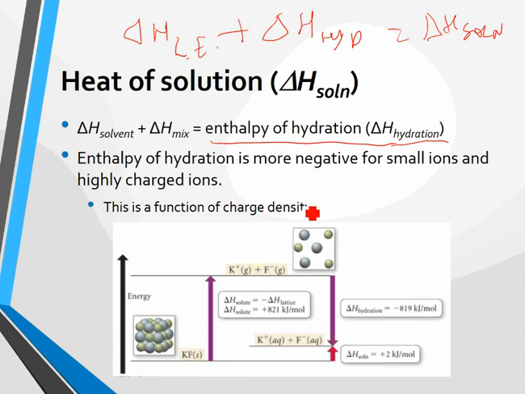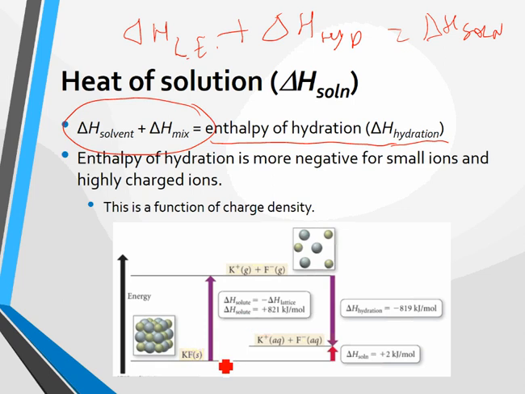Okay, and that's expressed here. So you have the heat of the solvent and the mix together to form heat of hydration. The enthalpy of hydration is more negative for small ions and highly charged ions. This is just one other way things tend to be looked at. This graphic down below shows you that.